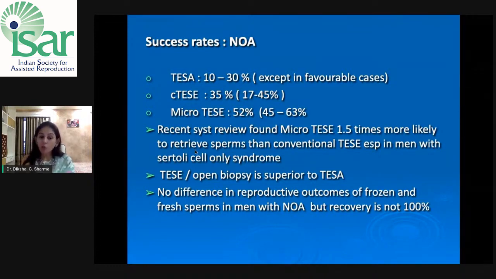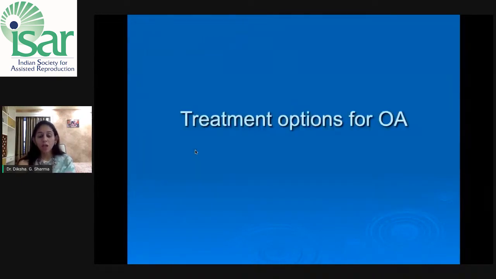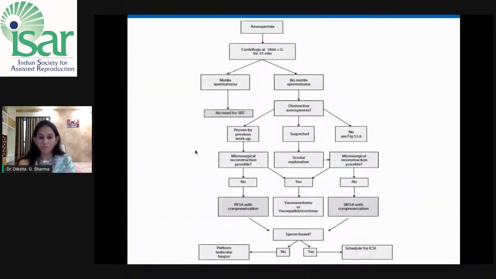And normally an open biopsy is preferable to a TESA. However, there is no difference in outcomes of frozen and fresh sperms in men with non-obstructive etiology. But you have to warn them that sometimes we might not recover the frozen sperms and have to go for a fresh procedure again. Coming to the treatment options for obstructive azoospermia.